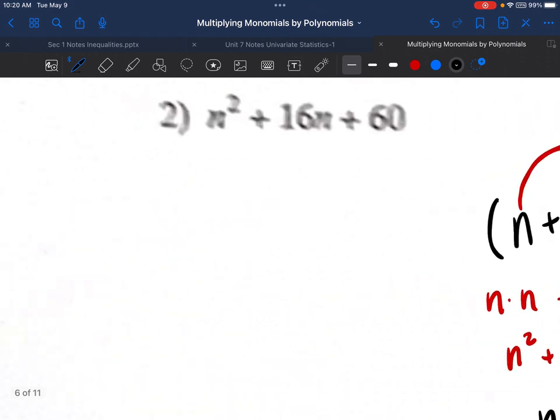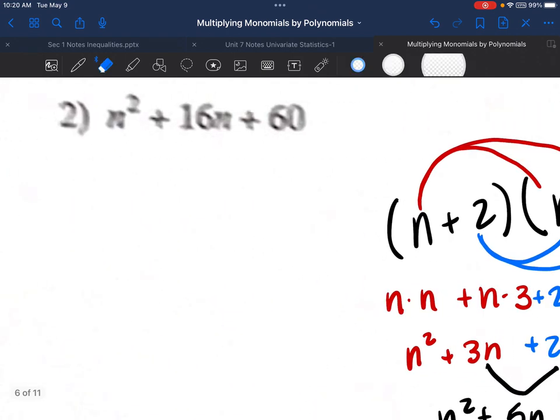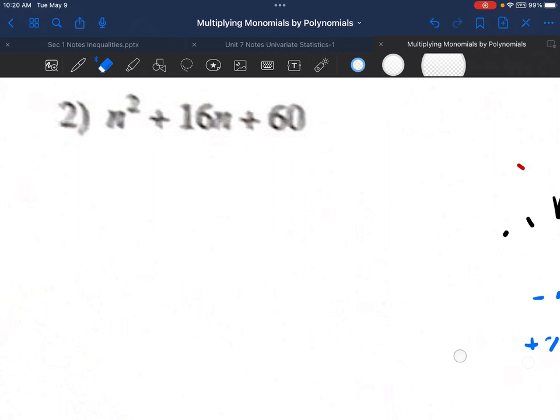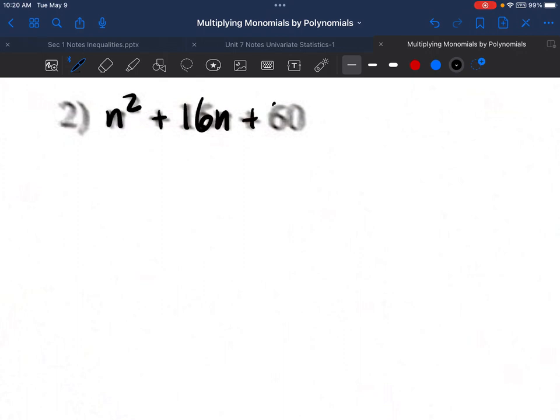So I'm here on number 2, and maybe I need to erase some of this so it's not so confusing. I should have done that before. Okay, there we go. We're good. All right, so I'm going to do the same thing over here. I've got n squared plus 16n plus 60. I need to find 2 numbers that add to 16 and multiply to 60.